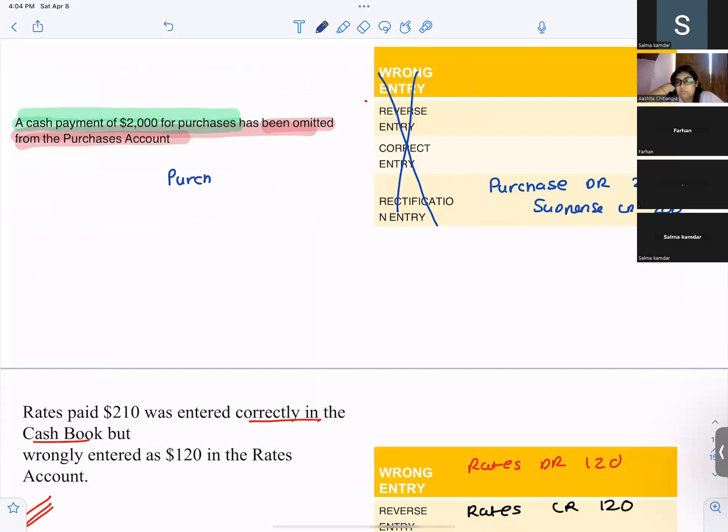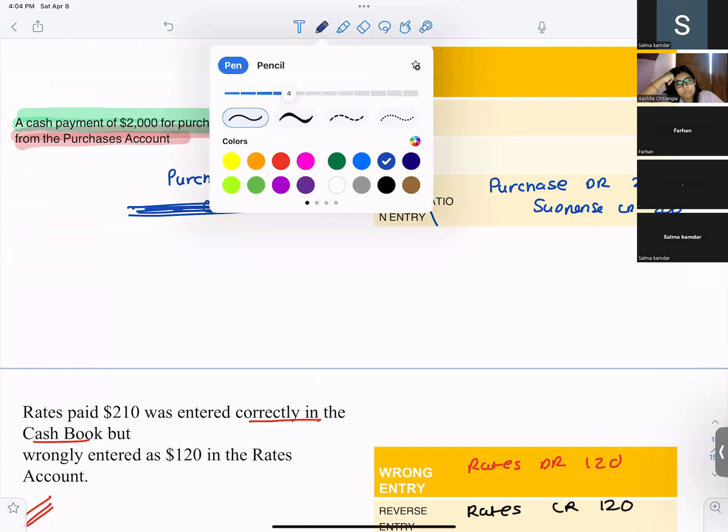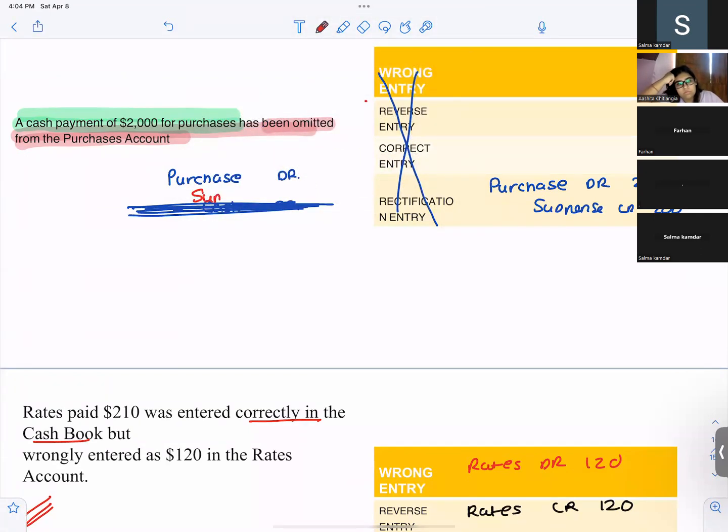What is the correct entry? Purchase debit, cash credit. But you have omitted purchase, so that means purchase you have to record. So what is the thing that you don't have to record? Cash. So I will not do this because this is already done. And instead of cash, what will I write? Suspense.